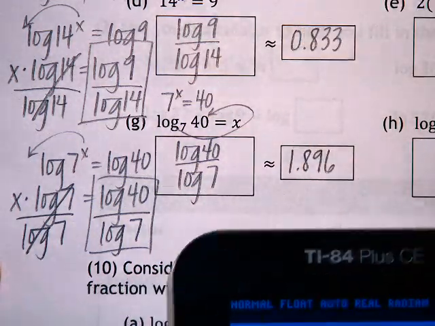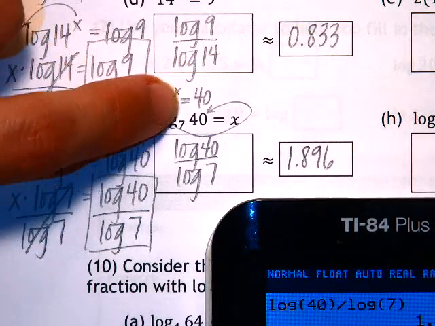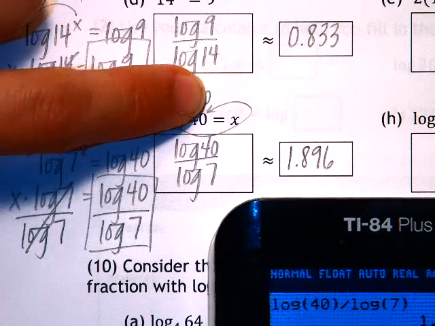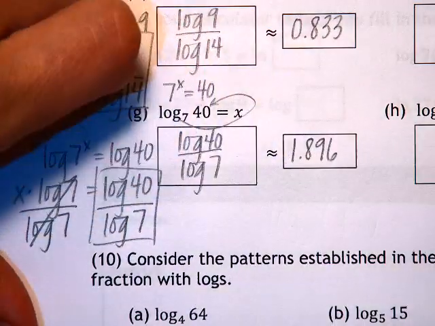1.896, and that again makes sense, because 7 to the power of 1 is 7, which is too small, 7 to the power of 2 is 49, which is too big, so I was expecting an answer between 1 and 2, and that's exactly what I got.